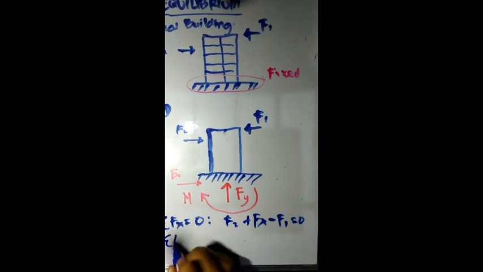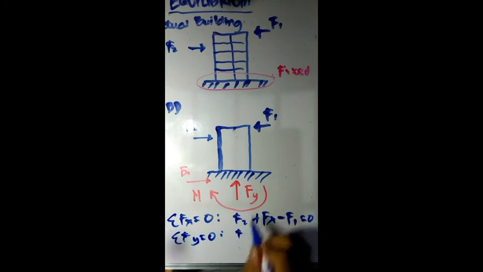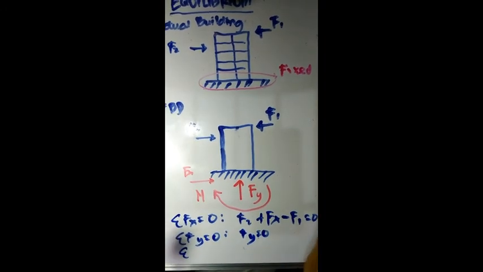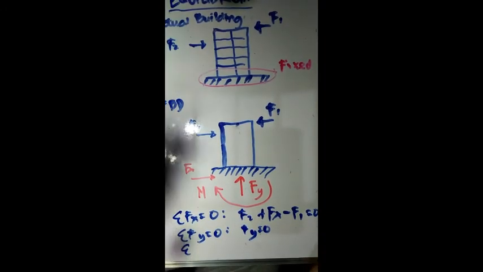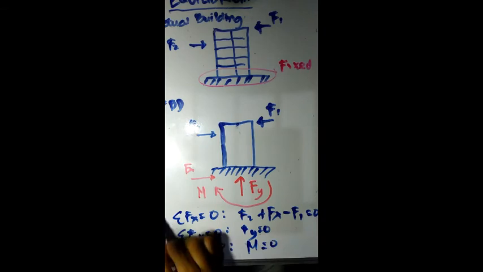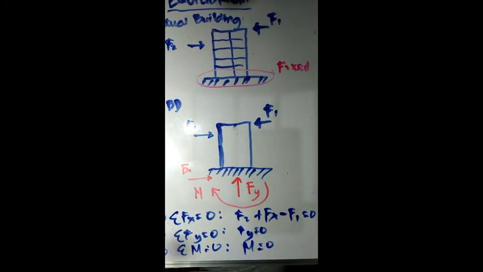Let's consider summation of forces at y equals to 0. So, Fy is equal to 0. So, yan yung ibig sabihin natin na equilibrium. Next, let's jump into summation of moment equals to 0. So, meaning to say, moment is equal to 0. So, itong tatlong equations na ito, yan yung key concept or key solution para ma-solve natin or ma-analyze natin yung behavior ng isang structure. Gets ba yun?